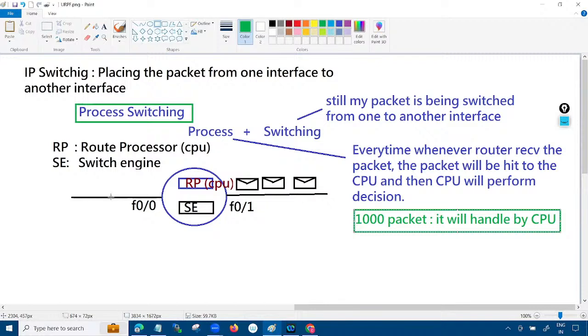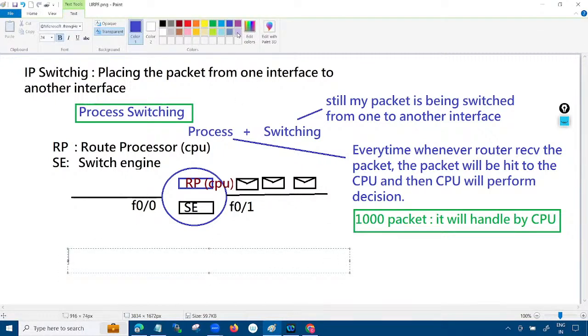That's not a good thing, right? Because see, CPU means what? It's the main function, the main brain of the router. And if you allocate the main brain to just handling the packets, then how can you enable other services on the router? A router doesn't mean only forwarding the packet. Router means you need to enable the services. So that's why process switching was not so popular. That's why we introduced another switching mechanism known as fast switching.